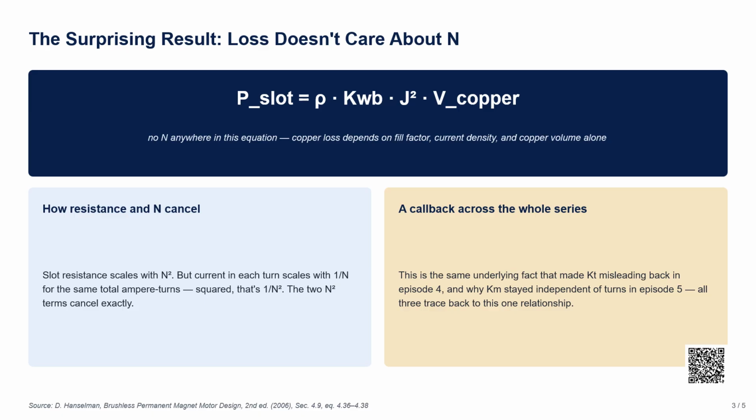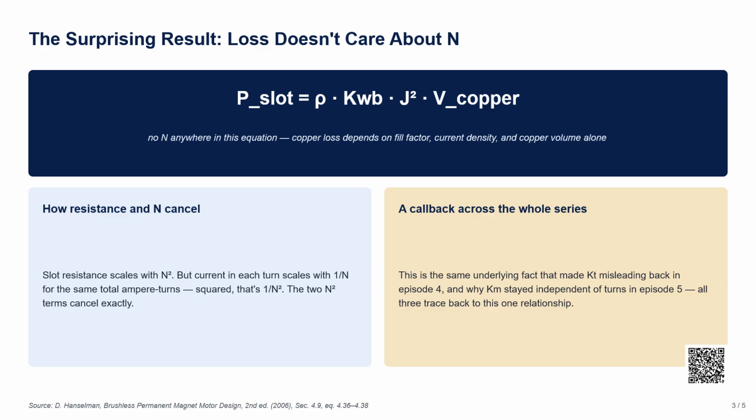Work through the algebra, and the power dissipated as heat in a slot, the I²R loss, turns out to be completely independent of the number of turns, N. Look at the equation. There's no N anywhere in it. Just resistivity, fill factor, current density squared, and the volume of copper.